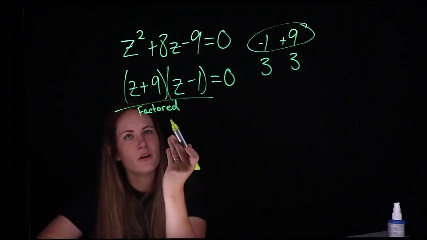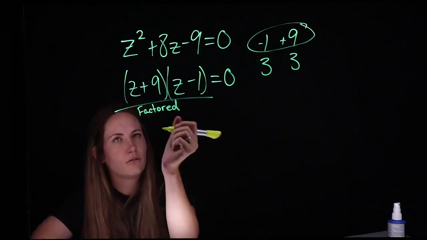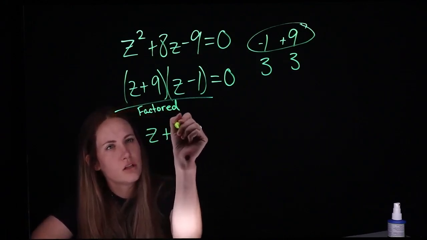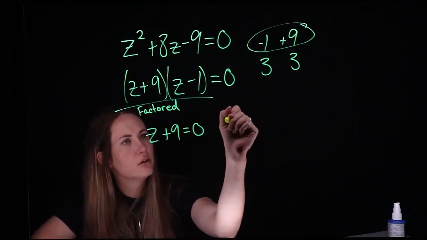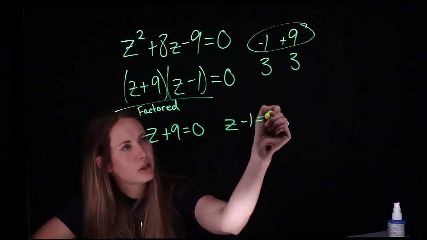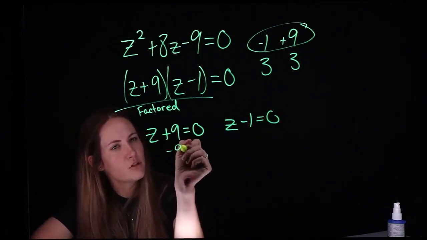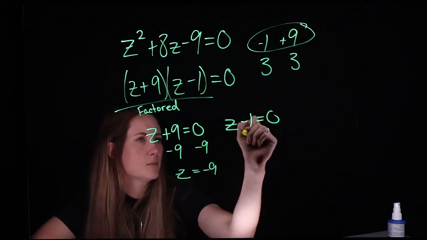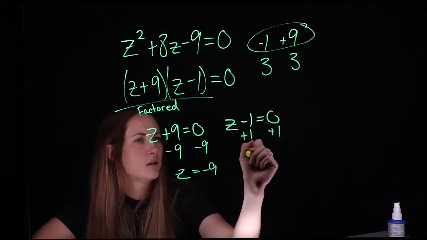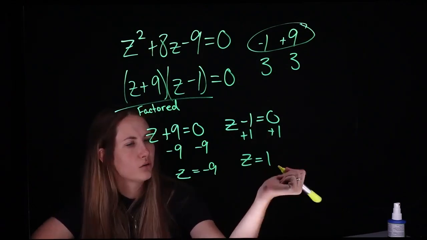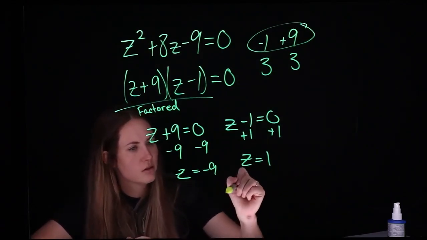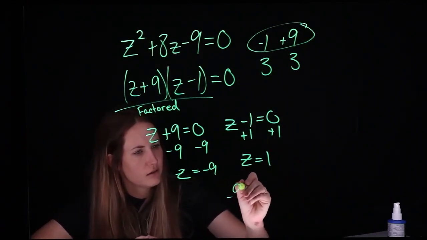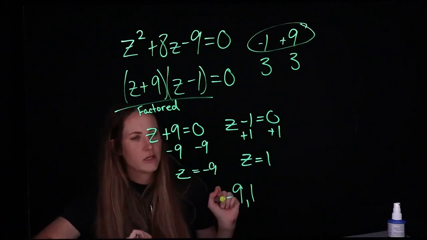Then we'd set both of our factors equal to 0 to solve for the solution. So z plus 9 equals 0 and z minus 1 equals 0. Opposite of addition is subtraction. So z equals negative 9. Opposite of subtraction is addition. And z equals 1. Remember, when you put this into the solution set, you put the negative 9 and 1 into your braces at the bottom.